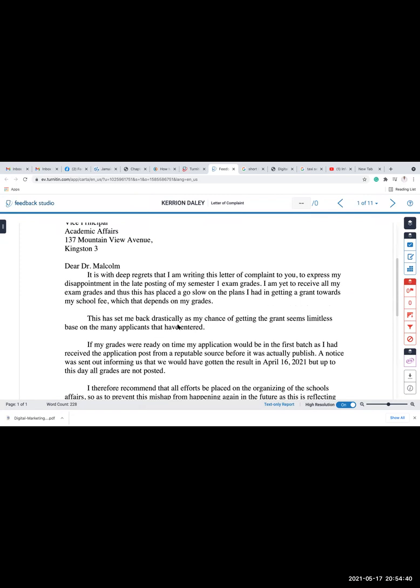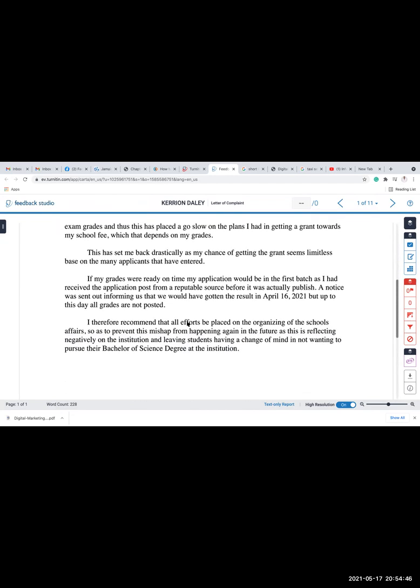All right, the second paragraph now is supposed to describe the problem. The third paragraph is supposed to indicate how you have been inconvenienced. "If my grades were ready on time, my application would be in the first batch, as I had received the application post from a reputable source before it was actually published. A notice was sent informally." This is not telling me that.